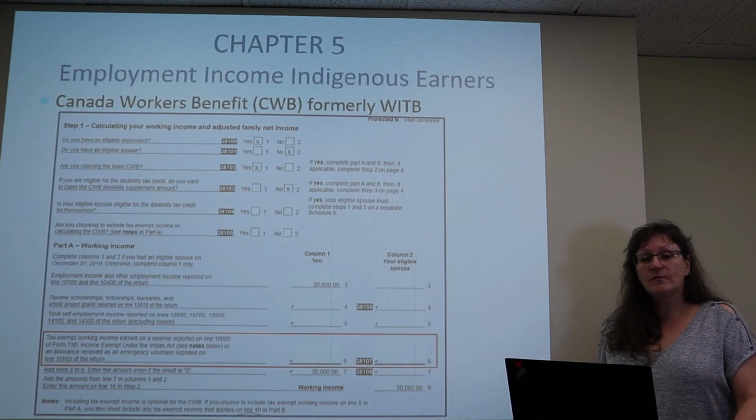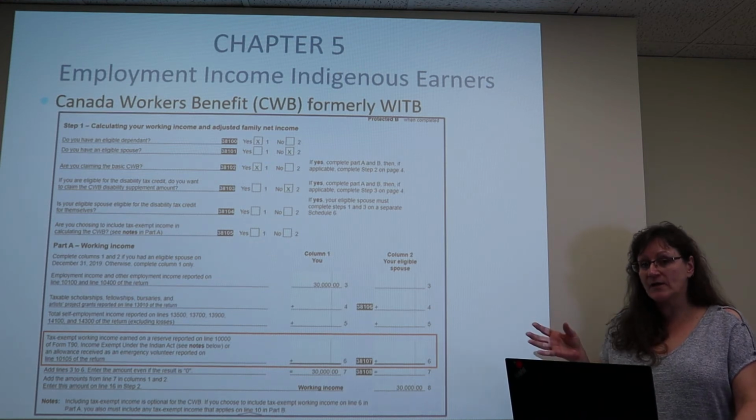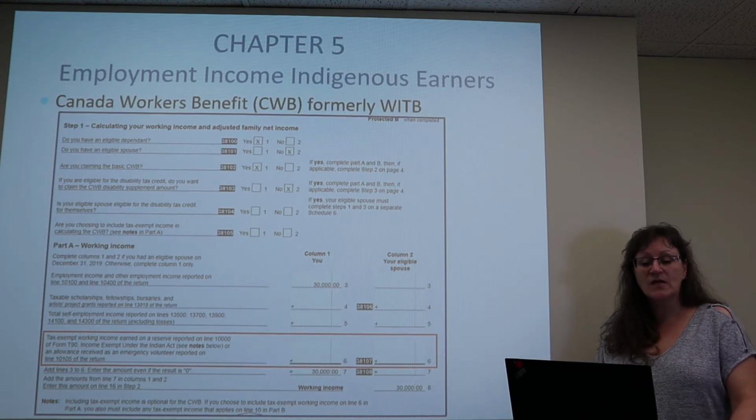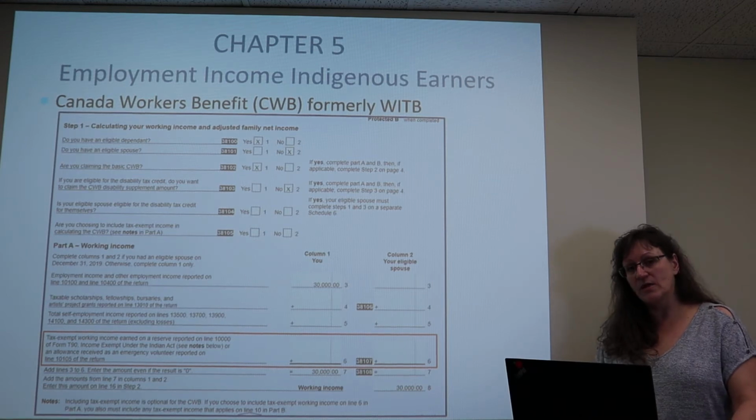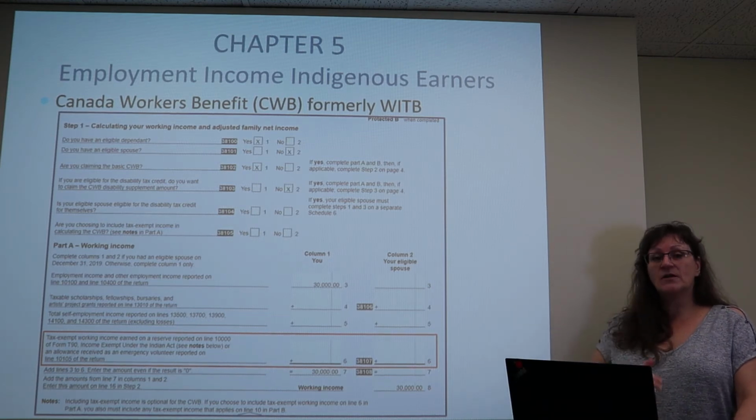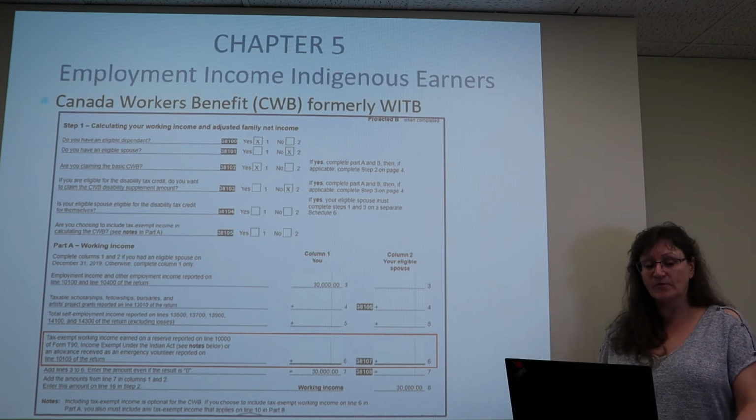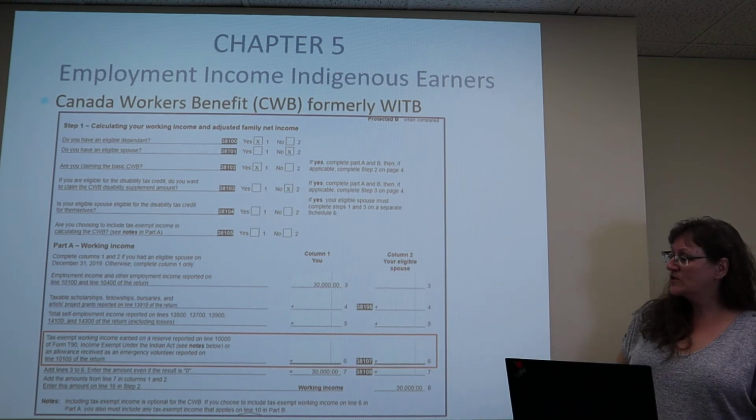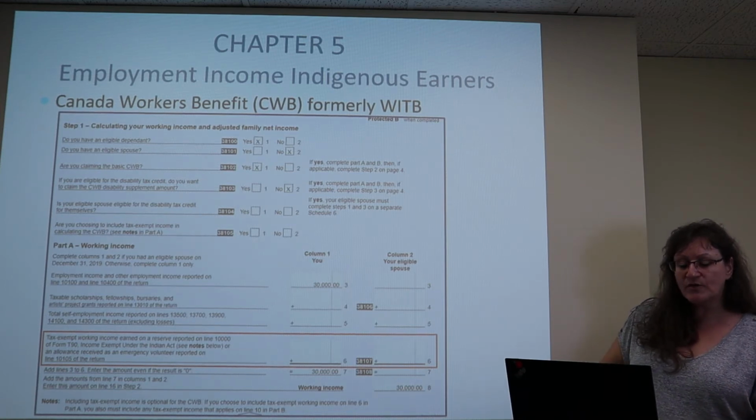Including the income from Indigenous earners on the tax return, even though it's exempt, is actually important because it can help to generate other credits that they might be entitled to, such as the Canada Workers Benefit, or what used to be called the WITB credit, which is a refundable credit, but you must have a minimum amount of income to be eligible for it, but not exceed an upper level threshold. And we can see on here that the section that is identified here with the red box is saying tax exempt income earned on reserve and reported on line 10,000 of a particular form.